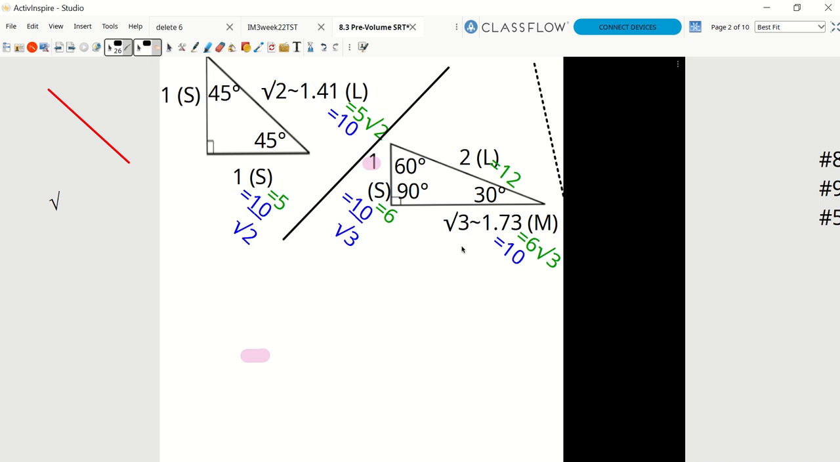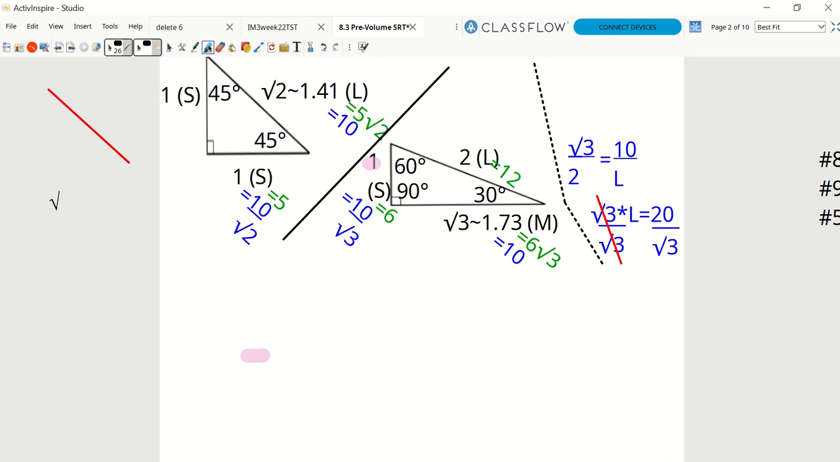So in this case, what I'm going to show you works all the time. We just did a shortcut, but this way works all the time. I'm going to just set up a proportion. Root 3 to 2 is equal to 10 to large. Are you guys with me? That's a proportion. You cross multiply: root 3 times L, 10 times 2 is 20. Divide both sides by root 3 and you get L equals 20 over root 3. That's the long way which you need to do going from M to L.